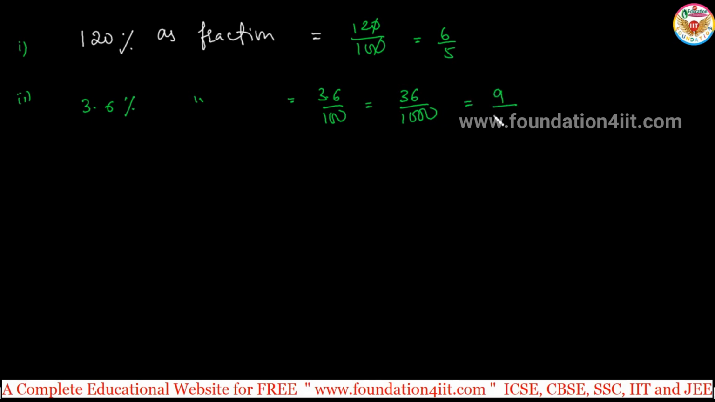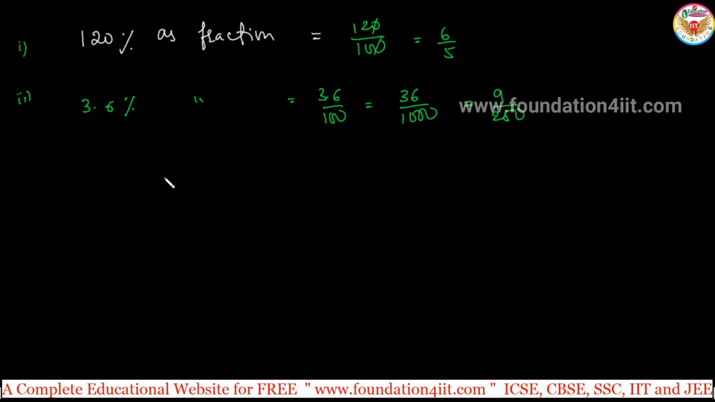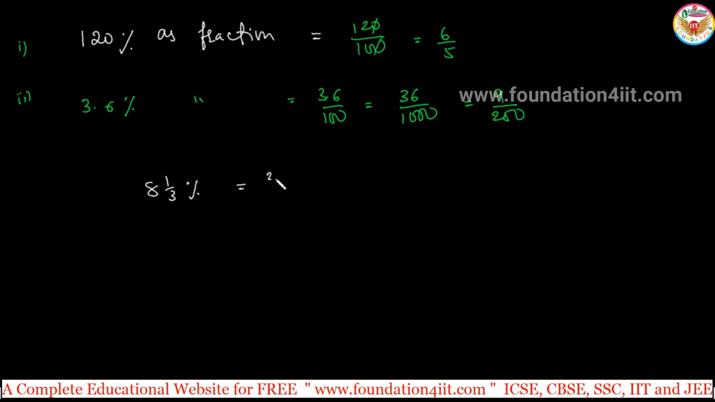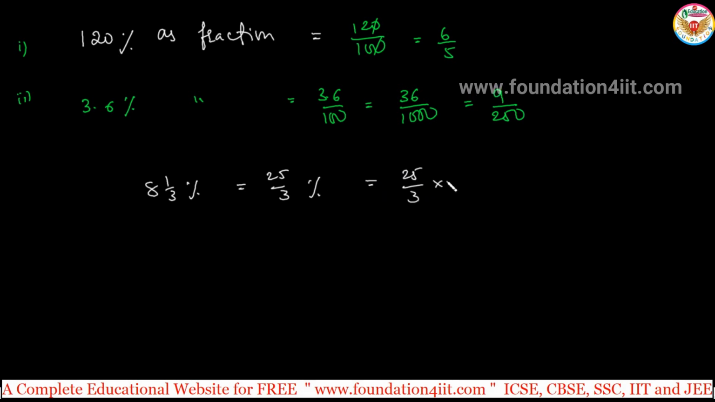So 9 by 250, percentage to fraction. Two simple things: fraction to percentage, multiply with 100, and percentage to fraction, divide by 100. Even 8 1 by 3 percentage is exactly equal to, 3 eights are 24, plus 1, 25 by 3 percentage. So 25 by 3. Whenever you remove this percentage symbol, divide by 100.